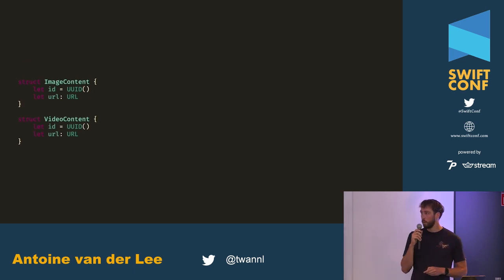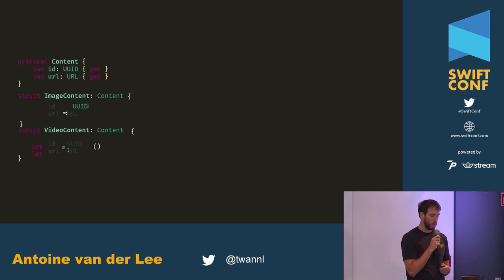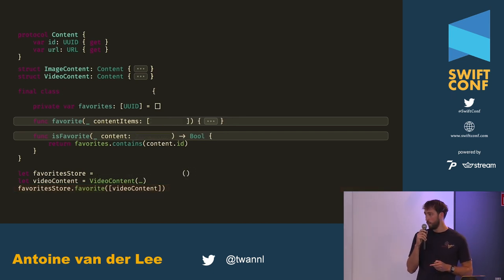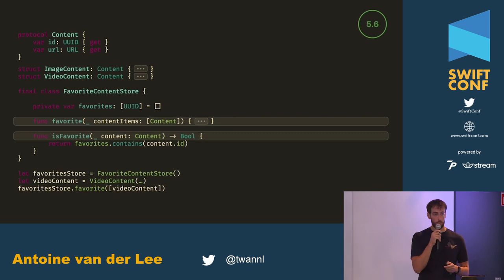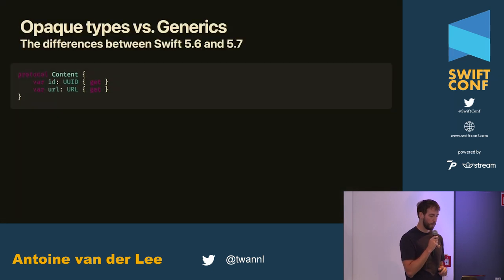We have an image content and a video content, and as you can see, they look quite similar. So we can introduce a content protocol, which comes with the ID and the URL. Then we go back to the earlier methods, and we change this code to use the protocol. Voila, it works. This works in Swift 5.6. It's all good. But what are the differences? Because we have so many dedicated talks about opaque types and existentials, what did actually change?